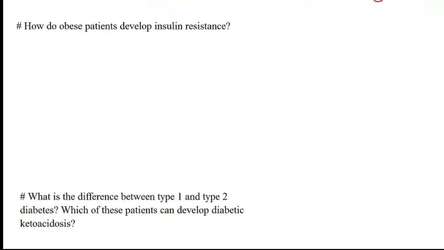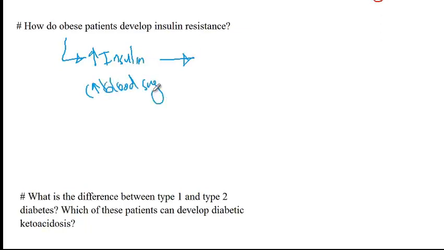How do obese patients develop insulin resistance? And then what's the difference between type 1 and type 2 diabetes? So in patients that are obese, there is increased production of insulin in order to compensate for elevated blood sugar, as a consequence of which, since there is now an increased amount of insulin there, the number of insulin receptors decreases, and so now there would be insulin resistance.